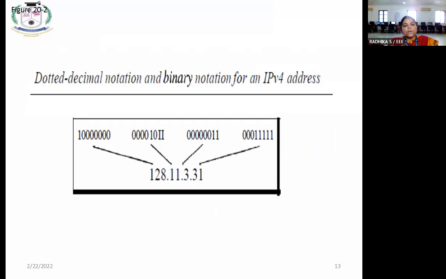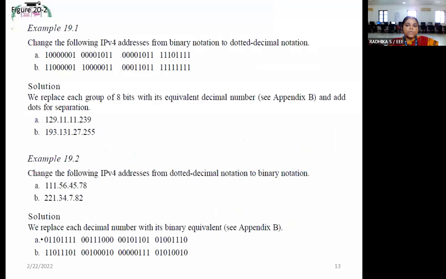Another example is given here. How do you convert binary format into this dotted decimal notation? As you can see, all 32 bits are combined into groups of 8 bits or 1 byte, and each byte is converted into its equivalent decimal, and they are separated by a dot. That is said to be IPv4.